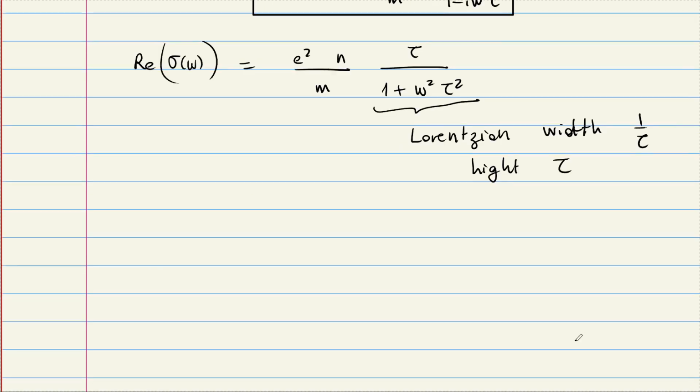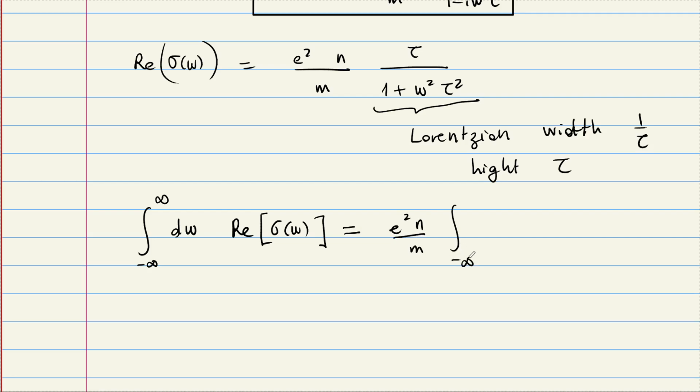Let's think about this integral from minus infinity to plus infinity d omega of real sigma of omega. It is equal to e squared n over m times the integral from minus infinity to plus infinity d omega tau over 1 plus omega squared tau squared. And this integral can be taken with the standard arctangent: e squared n over m times pi.